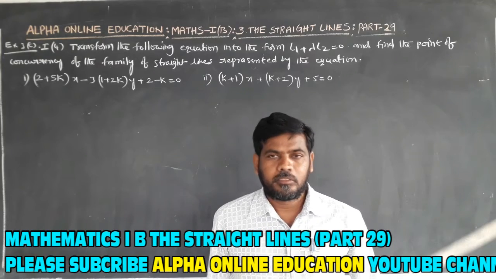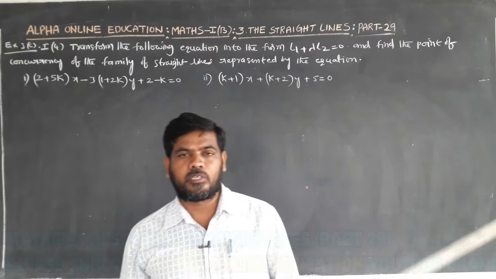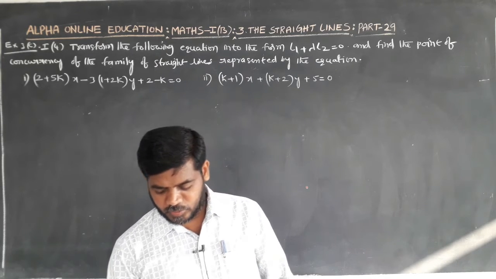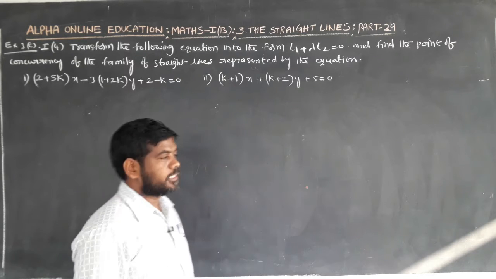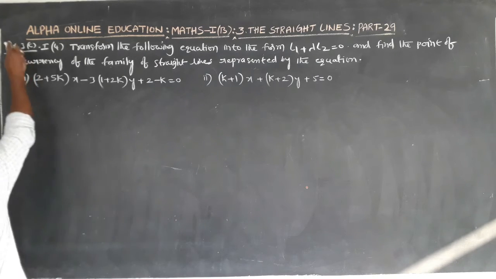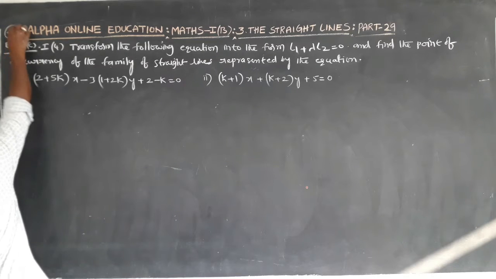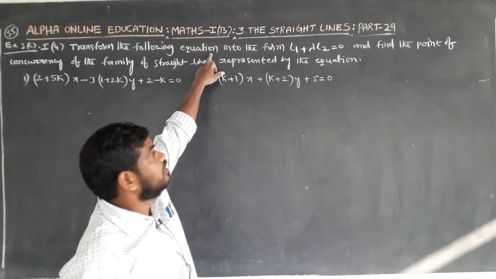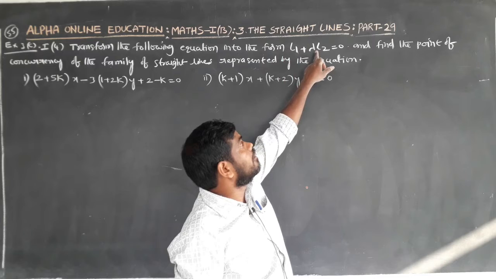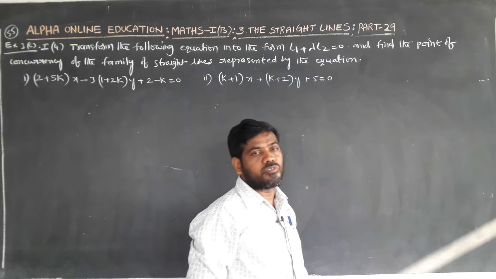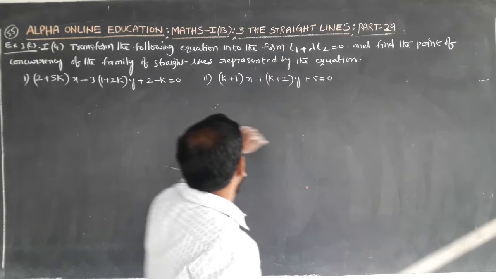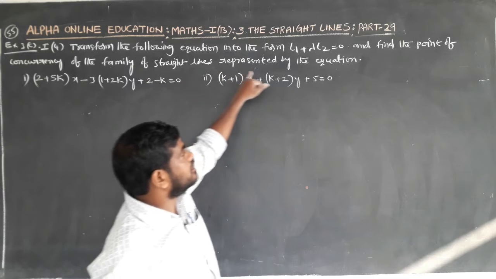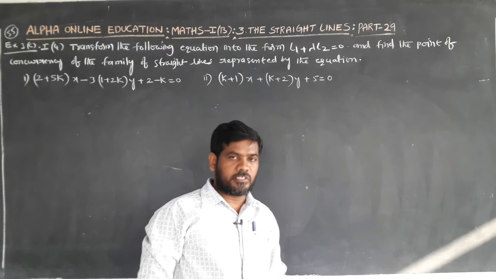Mathematics 1B, third chapter, the straight lines, exercise 3C, first bit, fourth problem, page number 55 in the textbook. Transform the following equations into the form L1 plus lambda L2 is equal to 0 and find the point of concurrency of the family of straight lines represented by the equations.